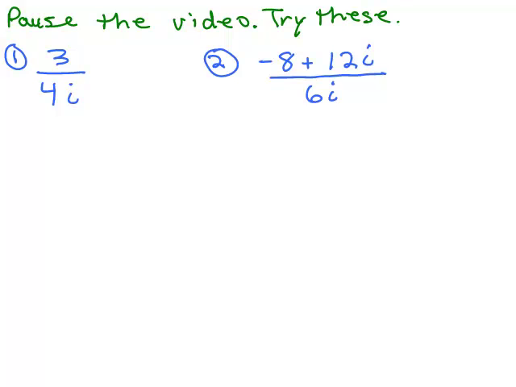Okay, before going on, pause the video and try these two problems. You want to put them in the form a plus bi. Okay, let's do the first one. Well, here I just have a single term in the denominator that is an imaginary number. So the trick here is to multiply the numerator and denominator by i so that I have that i squared in the denominator. So this gives me 3i over what? What's it going to be in the denominator? I have 4i times i. That's 4i squared, right? And i squared is negative 1.